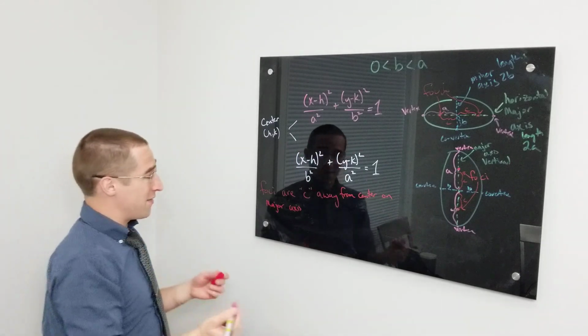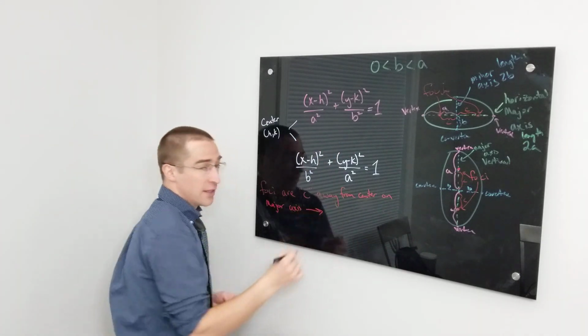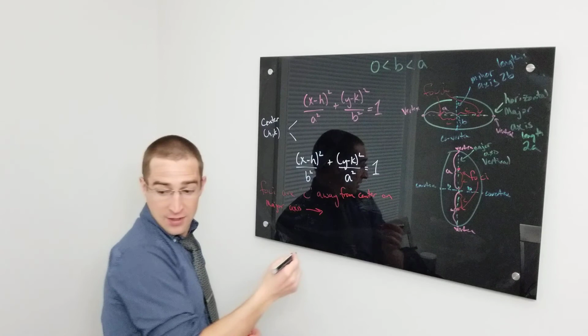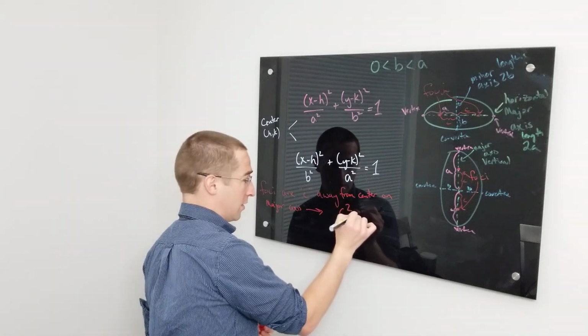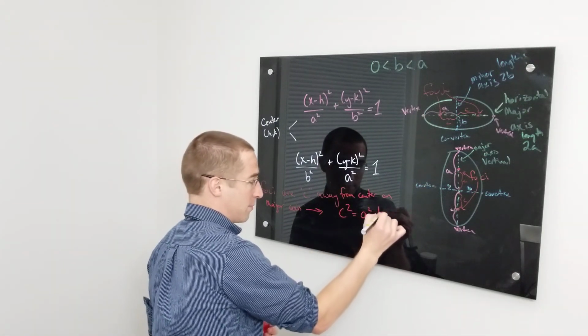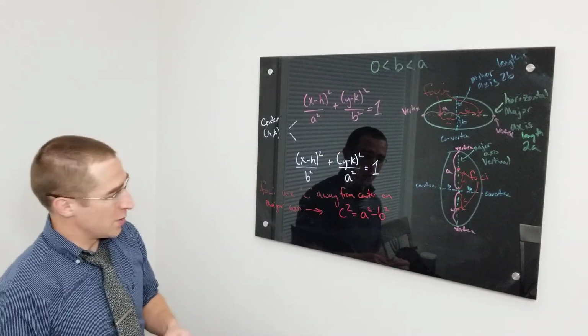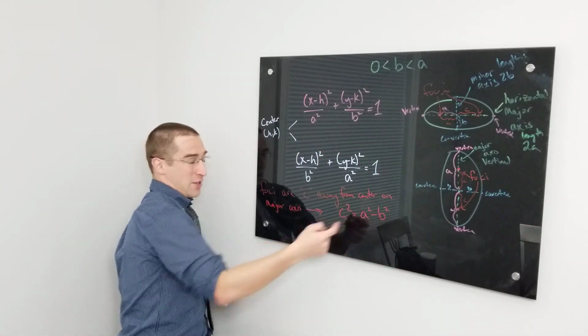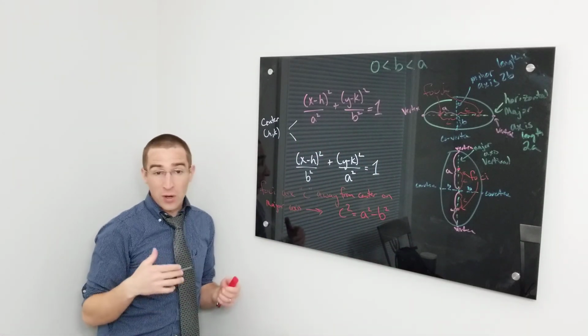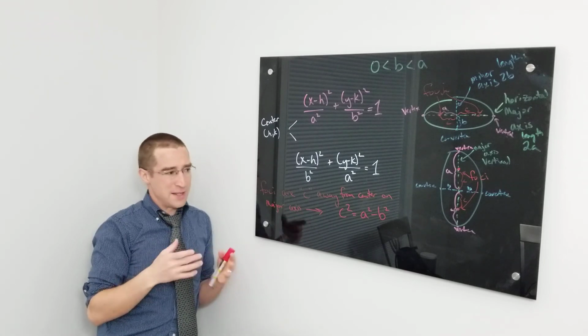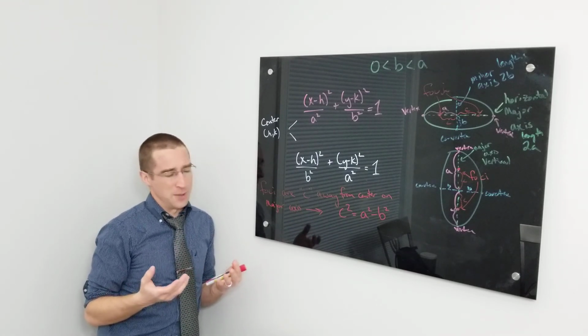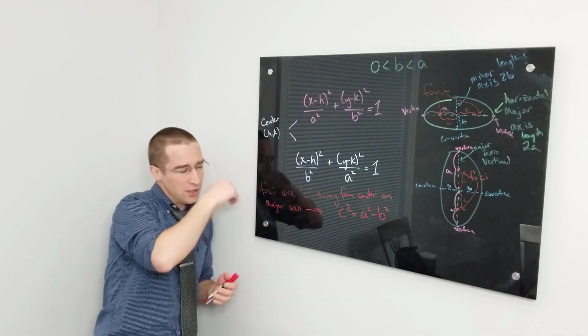And what is the c value? It's using this rule where we have c squared equals a squared minus b squared. So it's kind of like the Pythagorean theorem, but with a subtraction instead of an addition. If you want a proof of it, you can Google it. Basically, it's just a bunch of stuff with triangles and a bunch of Pythagorean theorem things to get there.